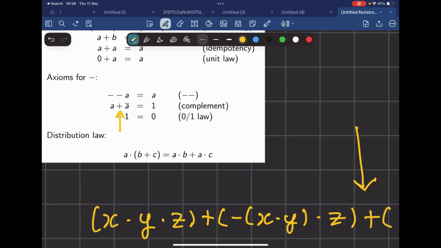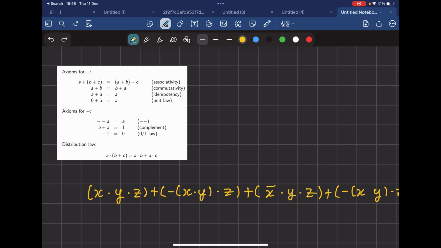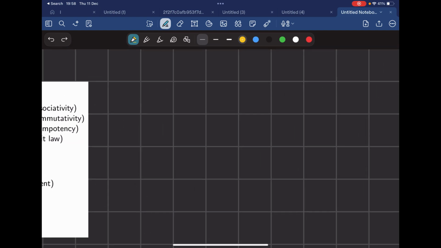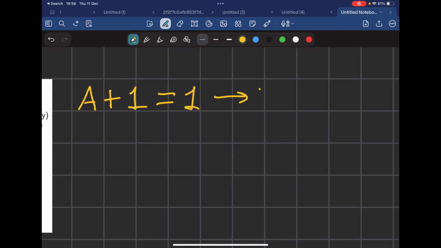We also need to find ways to change the formula so that we can actually apply these laws. First of all, here are some laws or patterns that you can try to recognize. If you have A, where A represents any expression, plus 1, that just becomes 1 by the domination law, because anything ORed with 1 is 1. It's not listed in the slides for some reason.